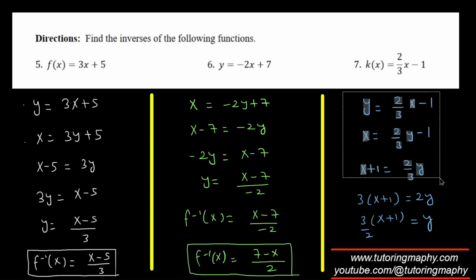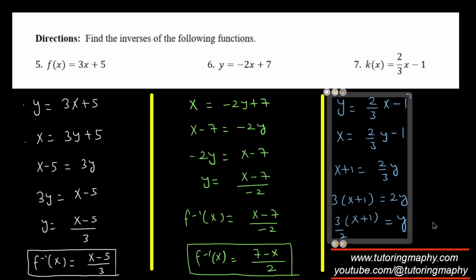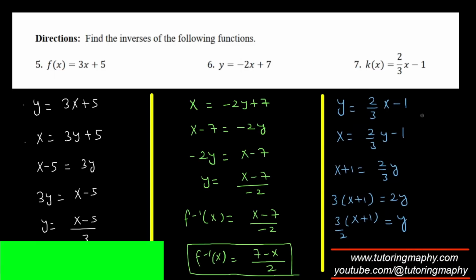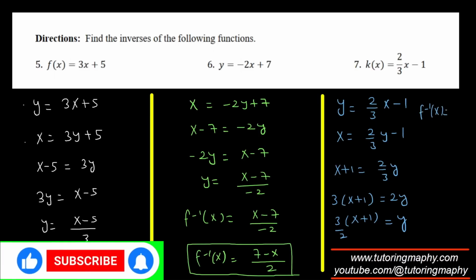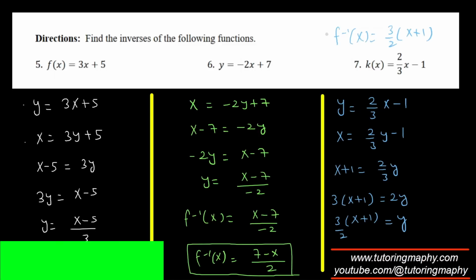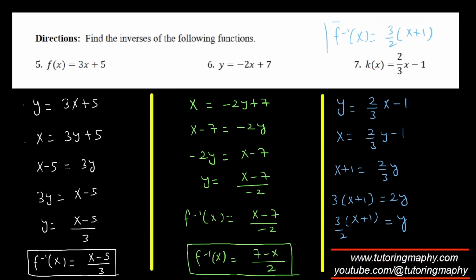And that's about it, right? I just replace y with f inverse x and write my final answer. So f inverse x is equal to 3. I'm running out of space here, so I'm just going to write here. So f inverse x is equal to 3 over 2 times x plus 1. That is the final answer.